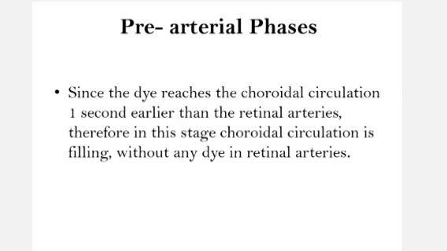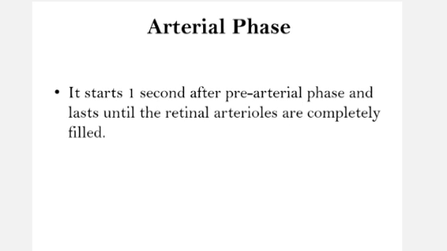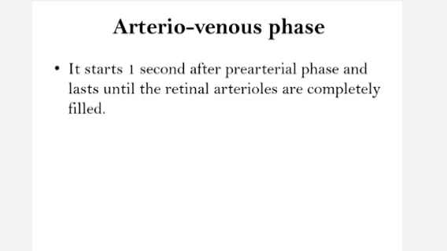The first phase is the pre-arterial phase. Since the dye reaches the choroidal circulation 1 second earlier than the retinal arteries, in this stage the choroidal circulation is filling without any dye in the retinal arteries. This is the pre-arterial phase. What happens in the arterial phase? It starts 1 second after the pre-arterial phase and lasts until the retinal arterioles are completely filled with dye. This is the arterial phase.